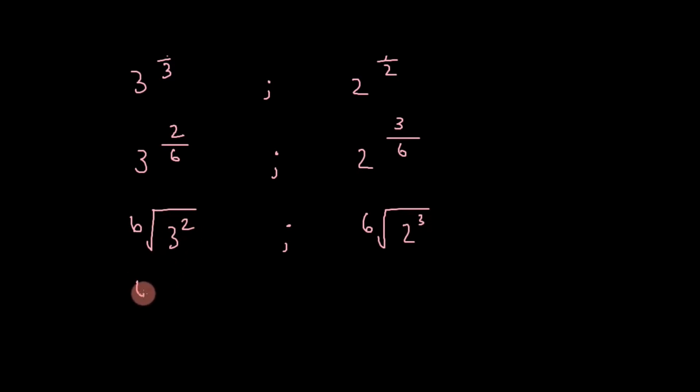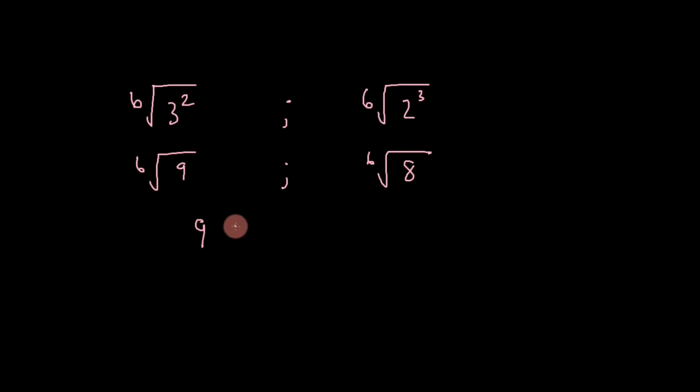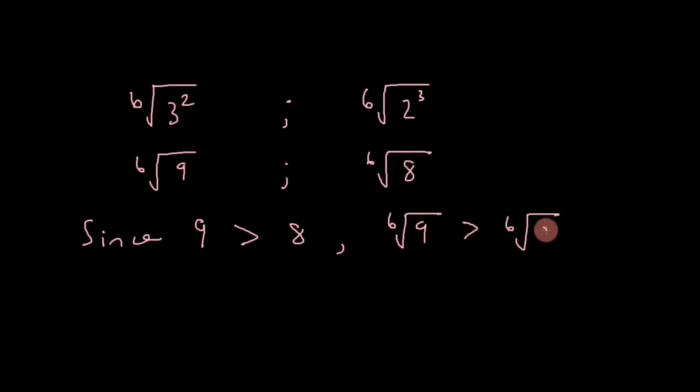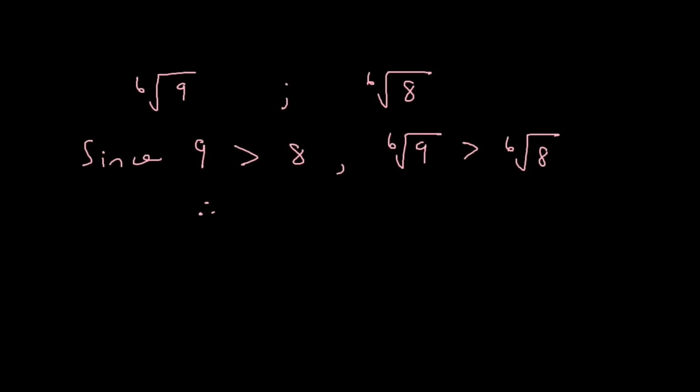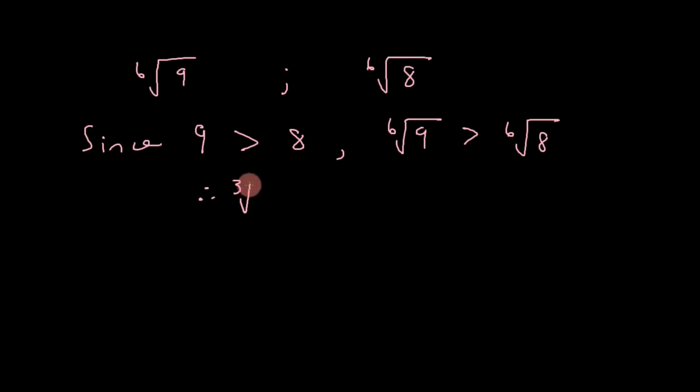And this, of course, is the sixth root of 9. So the sixth root of 9. And this is the sixth root of 8. Now, since 9 is greater than 8, the sixth root of 9 will be greater than the sixth root of 8. And hence, the sixth root of 9 was given by the cube root of 3. So hence, the cube root of 3 is greater than the square root of 2.